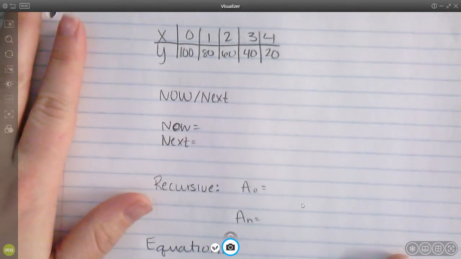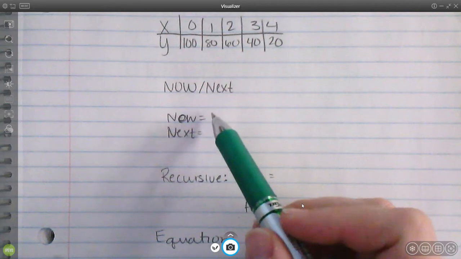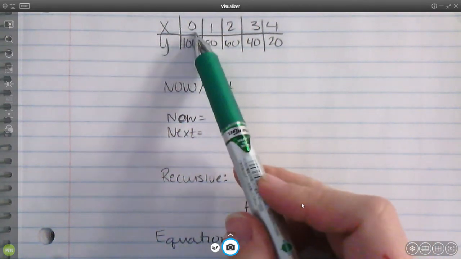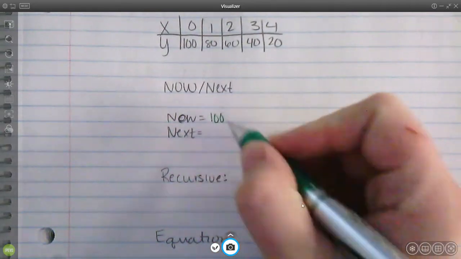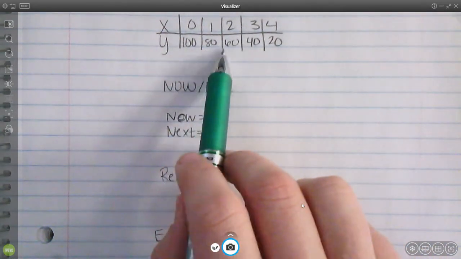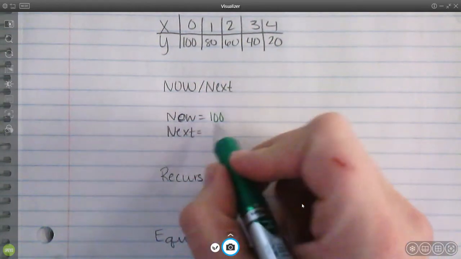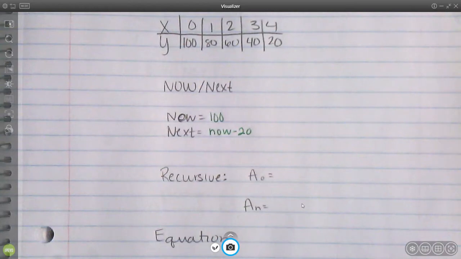Okay, so let's write a now-next first. So you go to where x is 0. Here x is 0, and our now is 100. Next, it looks like we're going from 100, 80, 60. So it looks like we are going down by 20 every time. So our next is now minus 20.